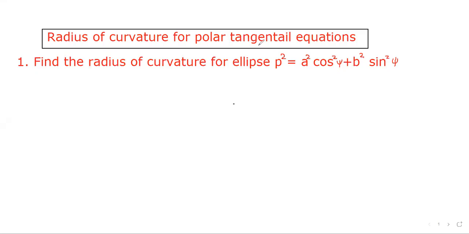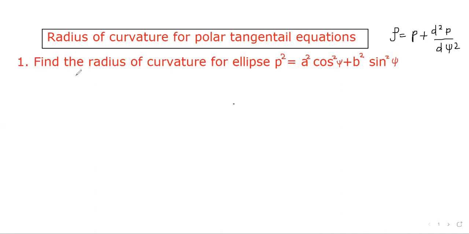Radius of curvature for polar tangential equations. It is given by rho equal to p plus d²p divided by dψ². So let's understand this by some examples.